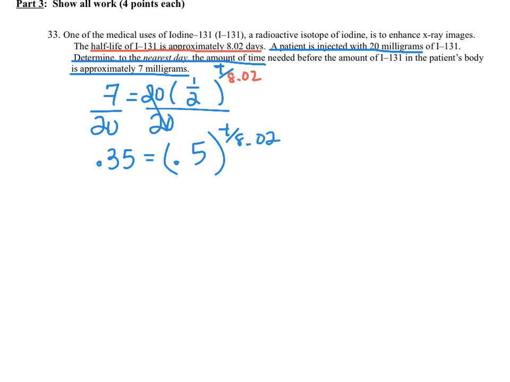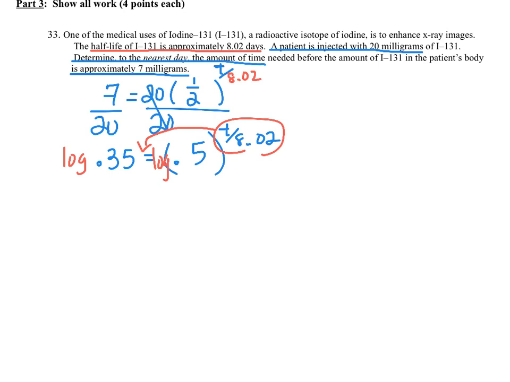All right, so here we go. I need to bring that exponent down. And the only way that I'm going to get that exponent down is if I log both of my bases. So I'm going to put a log in front of the 0.35, and I'm going to squeeze in a log right there. But remember, what that's going to do is going to make that exponent plop down in front.